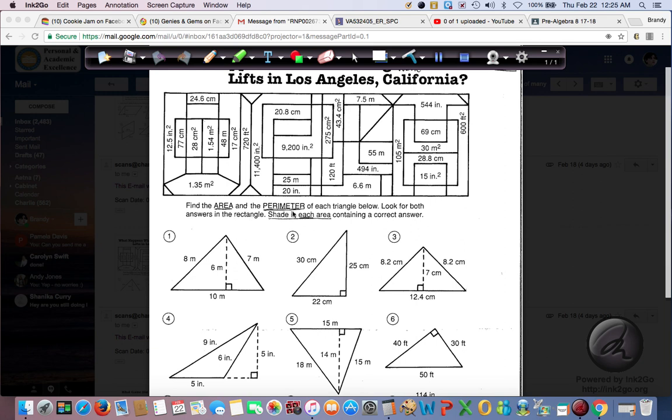Find the area and the perimeter of each triangle below. Look for both answers in the rectangle and shade in each area containing the correct answer. You're going to want to do your work on a separate sheet of paper. Staple it to this. It'll be easier to show the formula for each step as well as do the math. So we'll do a couple here just to help you out.